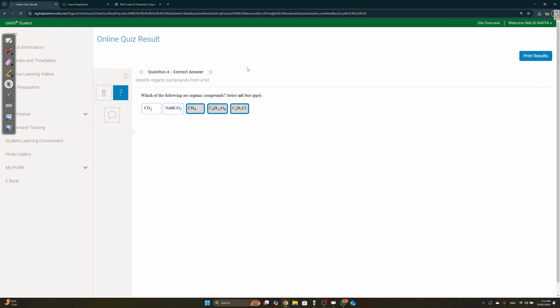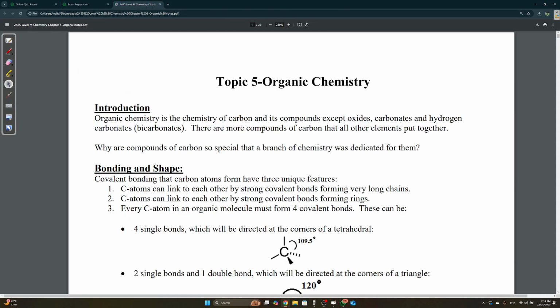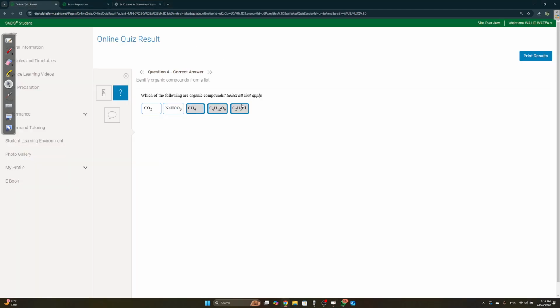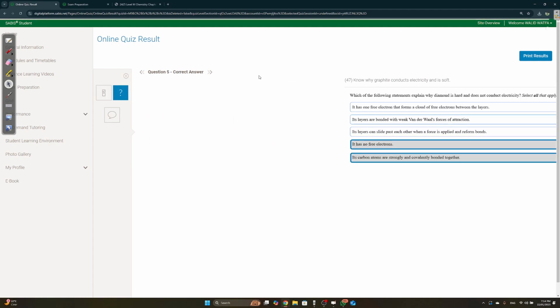Which of the following are organic compounds? An organic compound is any carbon-containing compound except exceptions. What are the exceptions? Any oxide of carbon, any carbonate (CO3), and any hydrogen carbonate (HCO3). So anything with CO, any C with oxygen, any CO3 carbonates, and any HCO3. These are not organic compounds. The rest are all carbon-containing compounds, which means they're organic.